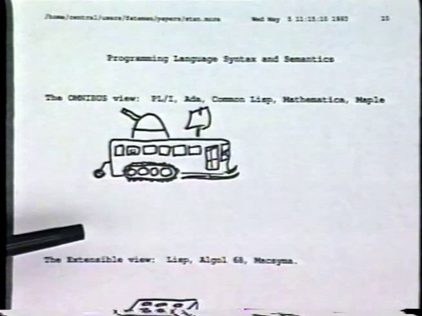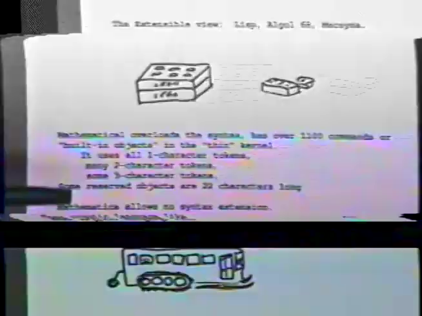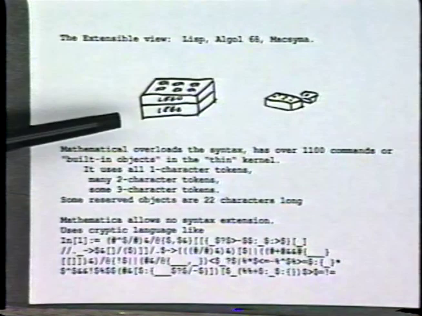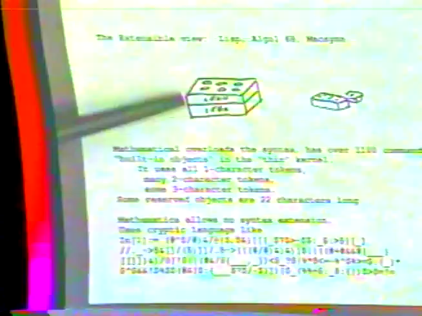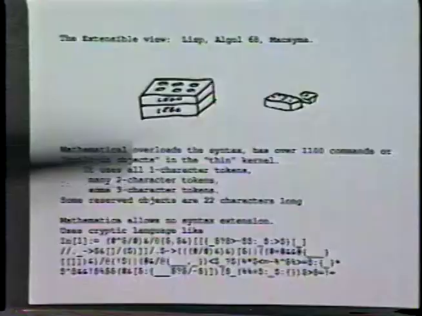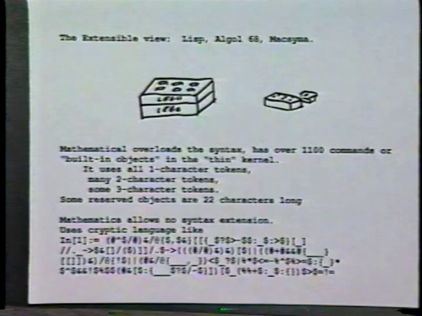There's the other view, which is the extensible view. And this is taken by some other programming languages. And the idea is you're not going to have everything in it. You're going to have enough in it to build whatever you need. And those people who need more will build whatever more they need. So the picture here is of Lego blocks, something that you've probably encountered as children.